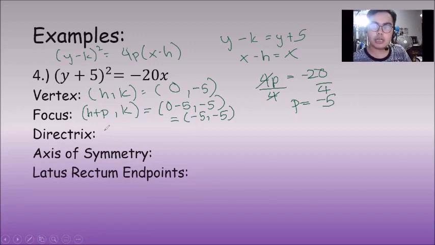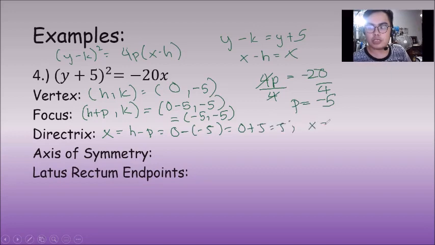In order to get the directrix, our directrix is vertical, so we can write x. So x is equal to h minus p. Our h is 0, then our p is negative 5. So we can tell that 0 plus 5 is equal to 5. So our x is equal to 5. So that is the directrix for the parabola. In terms of the axis of symmetry, we can get the value of y from the vertex, which is y is equal to negative 5.